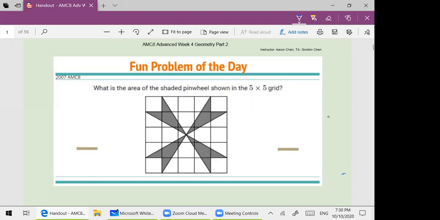Do the fun problem of the day displayed on the screen here while we wait for more people to come in.